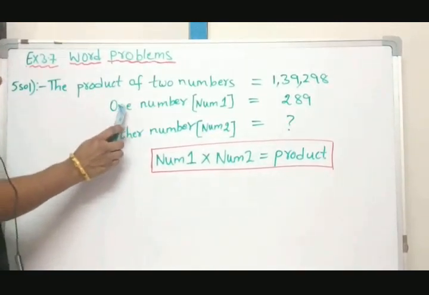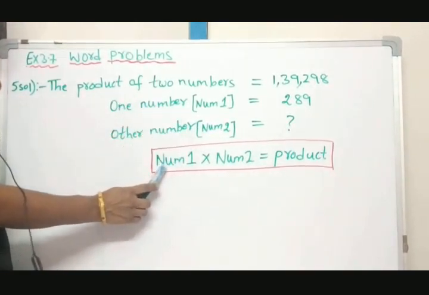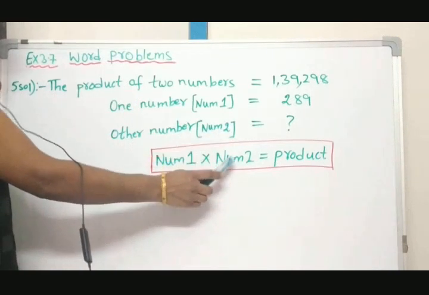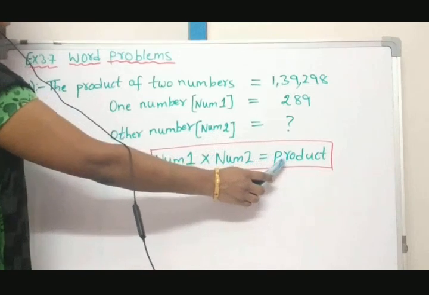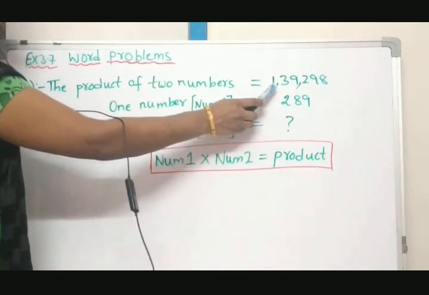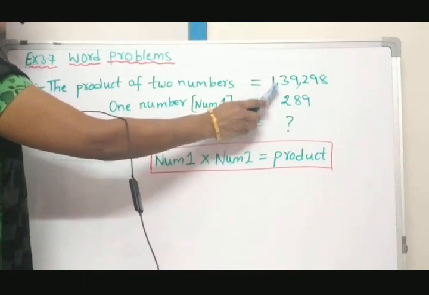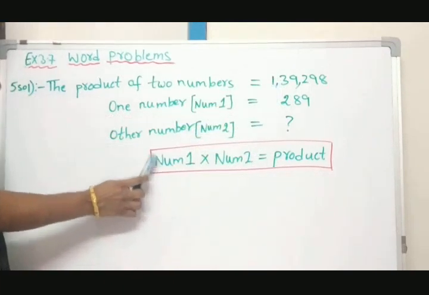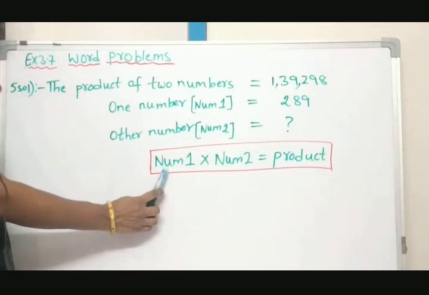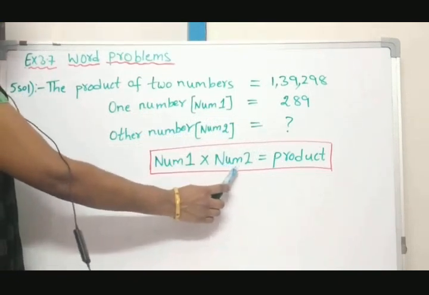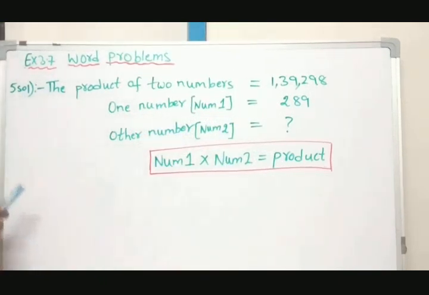Okay, so let us assume one number is number 1 and we need to find number 2. When number 1 and number 2 are multiplied, we get the product. So here the product is 1,39,298, and let us assume one number is number 1. So this number is 289. We need to find out number 2.